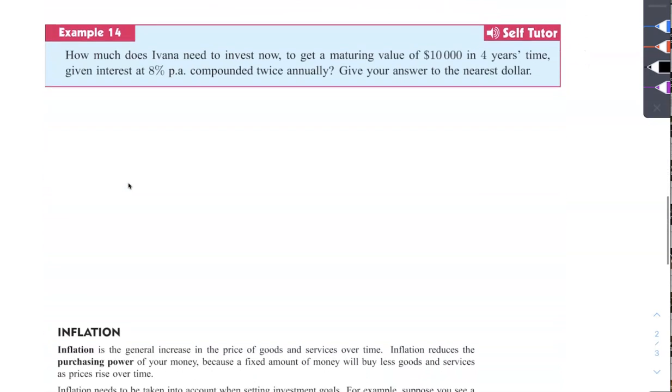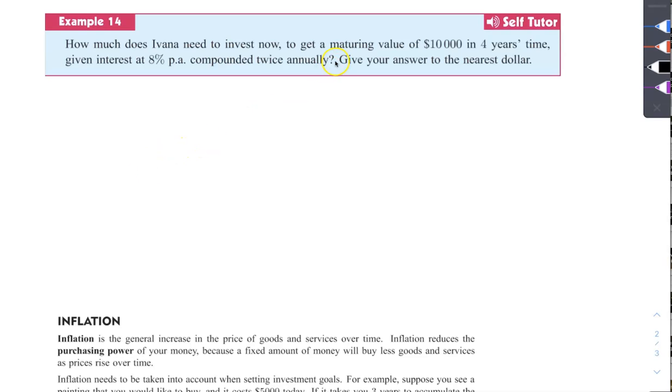Next one. How much does Ivana need to invest now to get a maturing value of $10,000 in 4 years' time, given an interest of 8% compounded twice annually? Give your answer nearest dollar. So the nearest dollar, we're going to round it. So compounded twice annually means our K is 2 this time. Our R is 8.